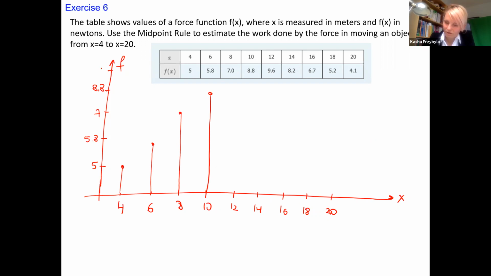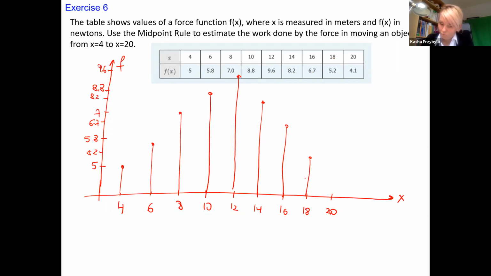For 12 we have 9.6. For 14, 8.2, 16 is 6.7, 18 is 5.2, and 20 is 4.1. Okay. Oh, yeah, looks like it is negative. Looks like x squared, or maybe like, yeah, if I connect it, it will be a parabola, but it's shifted.